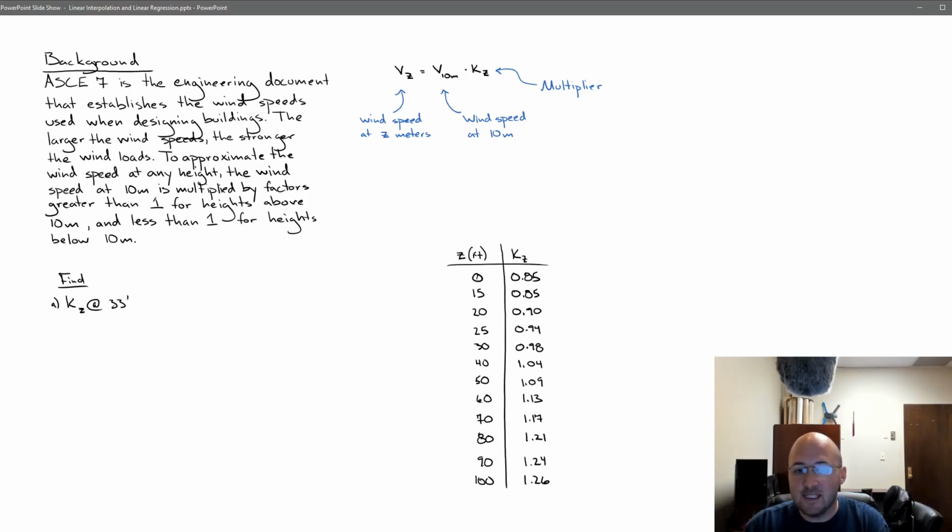So I want to find the KZ factor from this table at 33 feet. I have a KZ factor at 30, I have a KZ factor at 40, but I don't have one at 33. So let's go ahead and compute it. The first thing I'm going to do is box the information. Now, I'm going to tell you that right now, I'm just going to stop.